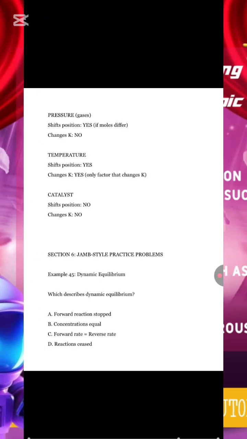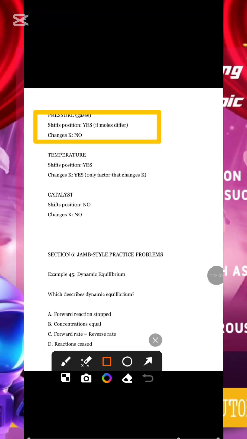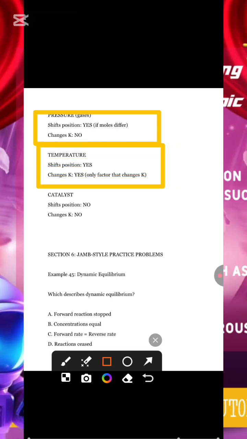Same thing with pressure. Pressure can shift equilibrium, but cannot change the value for K, which is the equilibrium constant. Temperature is the only factor that can shift equilibrium and also change the value for the equilibrium constant. Meanwhile, a catalyst cannot shift equilibrium and cannot change the value for K. So take note, a catalyst cannot shift equilibrium and cannot change the value for K. Temperature can shift equilibrium and also change the value for K. And pressure and concentration can only shift equilibrium, but they cannot change the value for K.